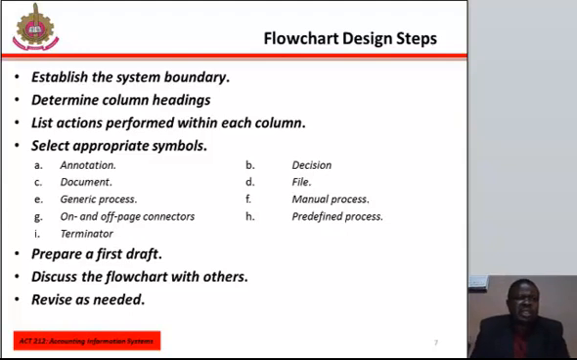List actions performed within each column. Also, select an appropriate symbol. Symbols like annotation, documents, generic process, on and off page connectors, terminators, decision, file, manual process, and predefined process. We also have prepare a first draft, and also discuss the flowchart with others.